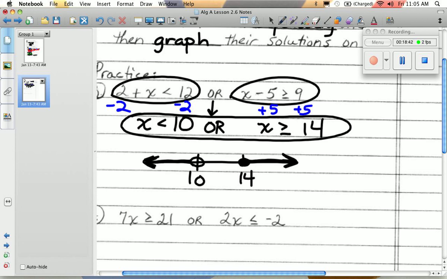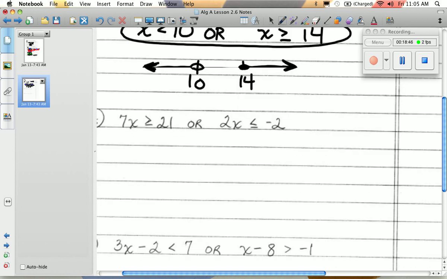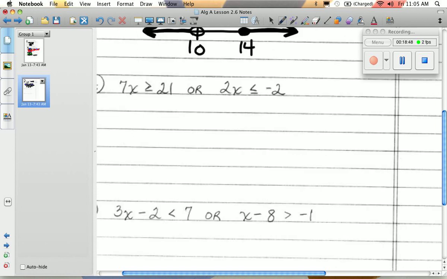Any questions on that one? Okay, let's try this next one. So again, we have two separate, simple inequalities that together are going to have a solution. What are we going to do with this first one? Divide by 7.